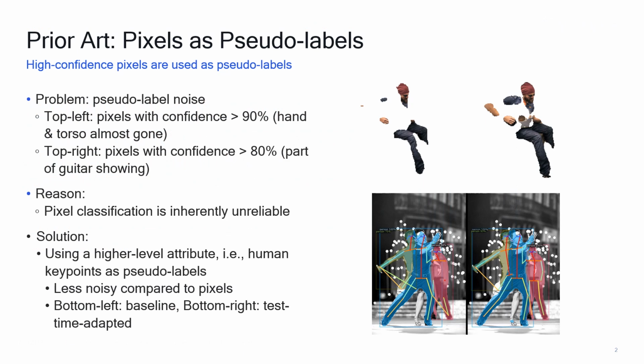The traditional approach for adapting segmentation models has been to use high confidence pixels as pseudo labels, and the problem is label noise. As shown in the top plot, setting the minimum confidence to a large value makes labels less effective by excluding part of the body, whereas lowering it induces noise by including part of the guitar. The reason is unreliability of pixel classification. Hence, one solution is to use a higher level attribute such as human keypoints, as shown in the bottom image.